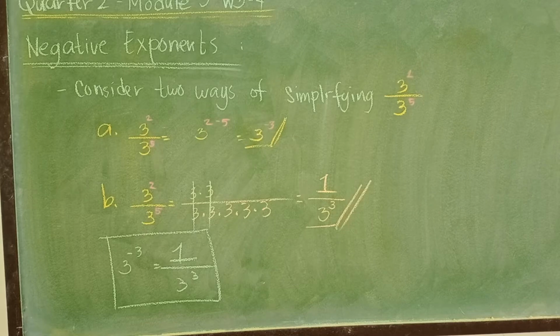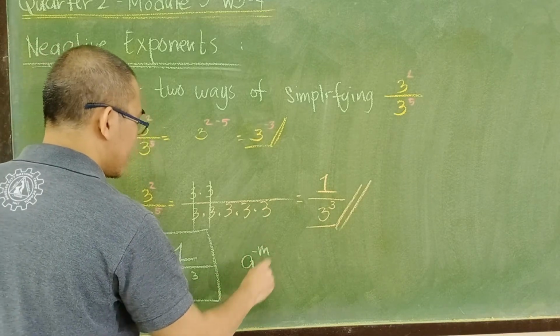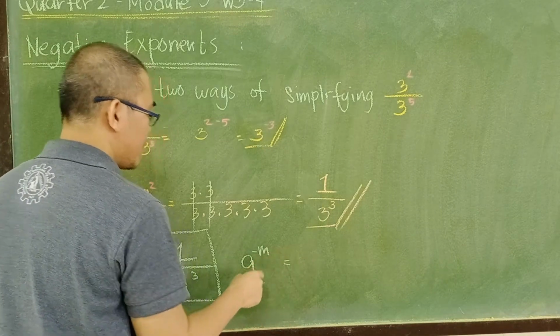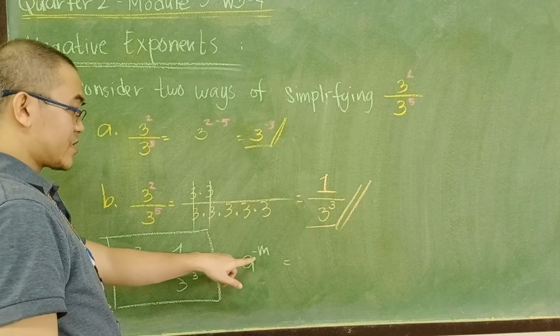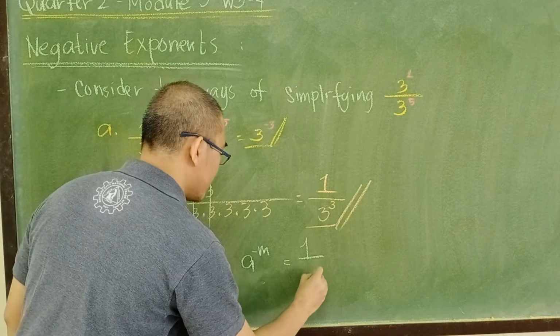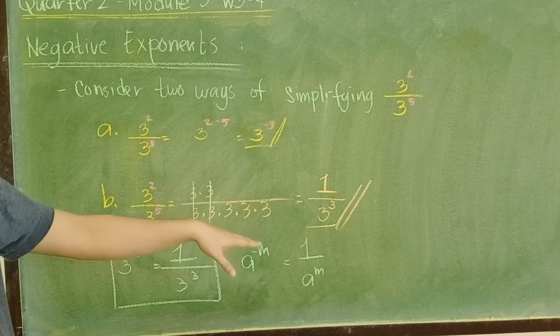So what can we say about that? Our conclusion is, if you have a number raised to a negative integer, just take its reciprocal. So if your exponent is negative, just take its reciprocal. It becomes 1 over a raised to m, so that m becomes positive. Because we have no final answer with a negative exponent.